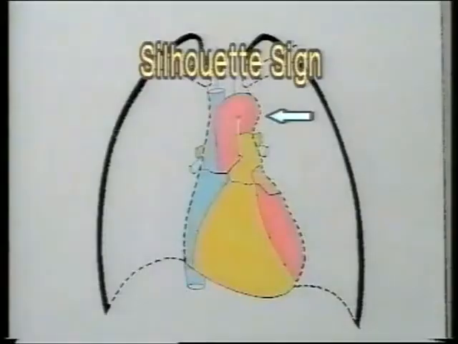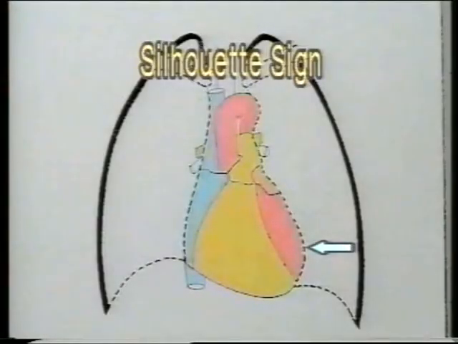Applying this principle of the silhouette sign, if a consolidation of the left upper lobe obliterates the aortic knuckle, which is a posterior structure, then it is in the apico-posterior segment. If it does not obliterate it, then it is in the apico-anterior segment. The left heart border is anterior. So if a consolidation obliterates it, it is in the lingular lobe. If not, then it is in the lower lobe.